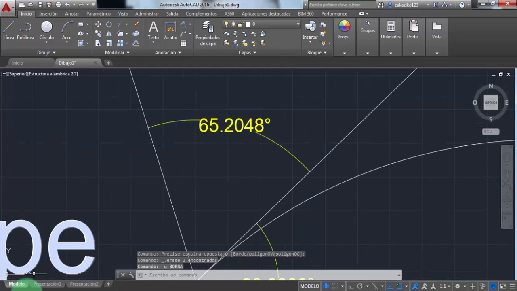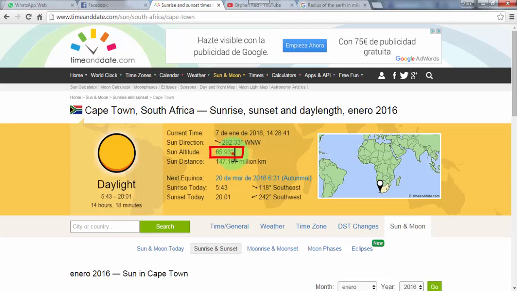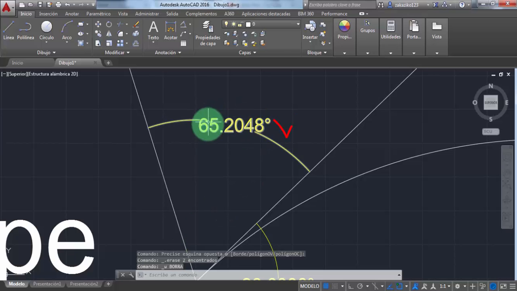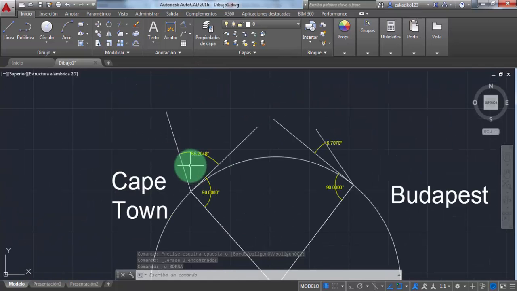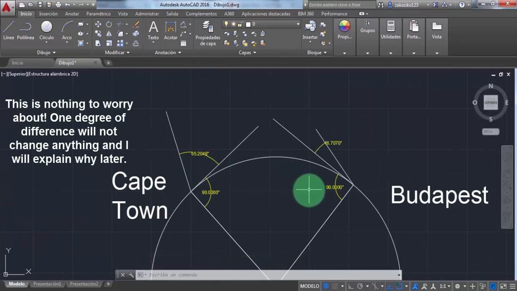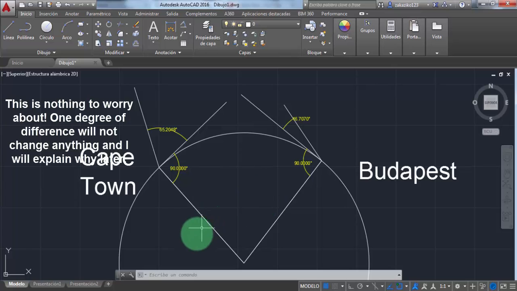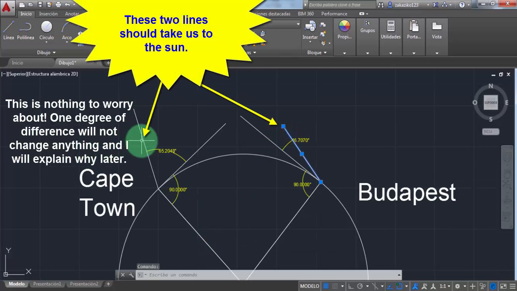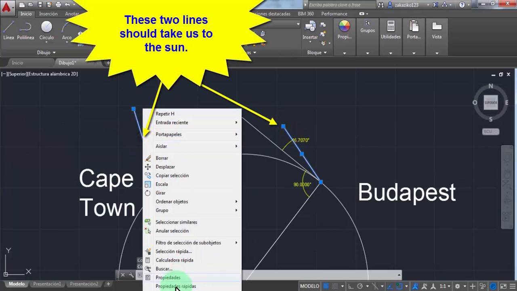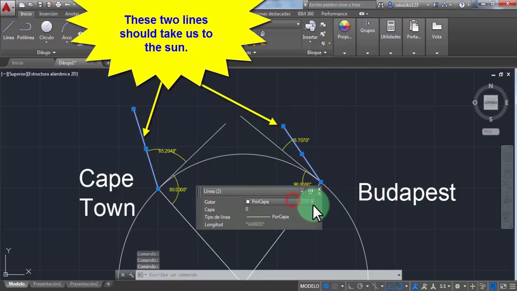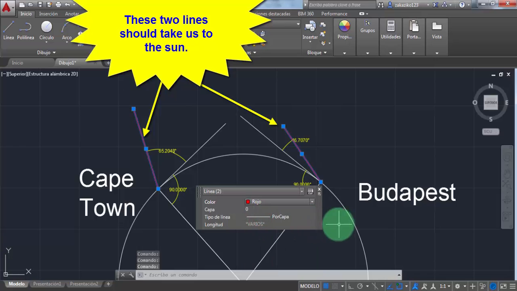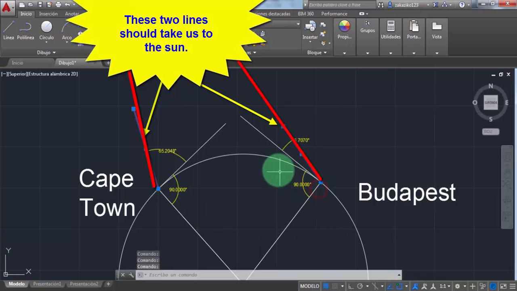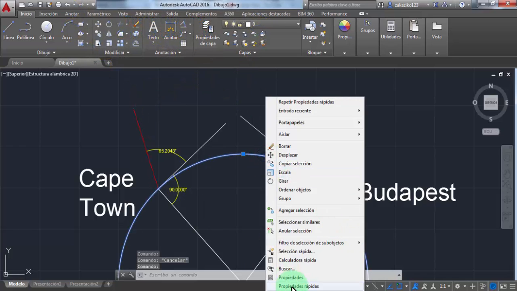Let us check the website just in case. Okay, it has changed to 65. Good, so I'm just going to leave it like that. This is nothing to worry about, by the way. 1 degree of difference will not change anything, and I will explain why later. Now I am just changing the colors of the lines so as not to get confused. And by the way, if we follow these lines, they should take us to the sun.